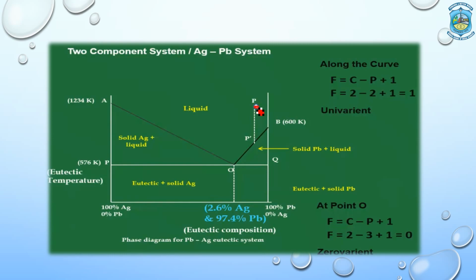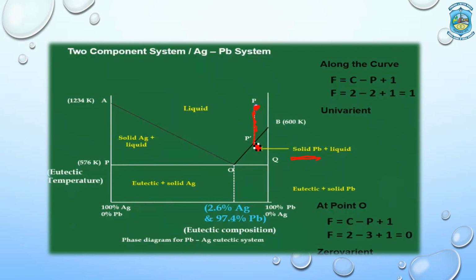So, when we talk about this system, if we take any point P, that represents a liquid solution, and gradually we begin to cool it, as we move down and reach the point P dash, the solid lead starts to precipitate out, because this is the region which is closer to 100% lead. After reaching this point, solid lead starts separating.